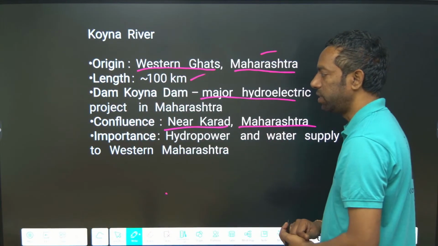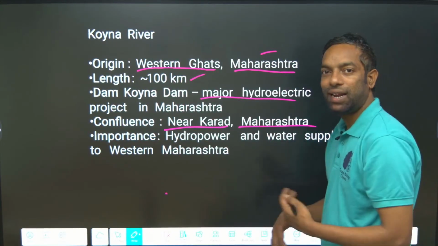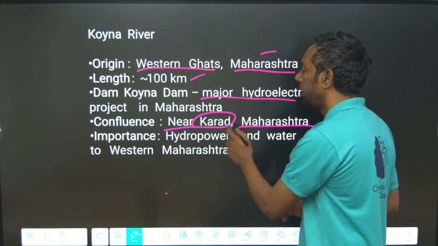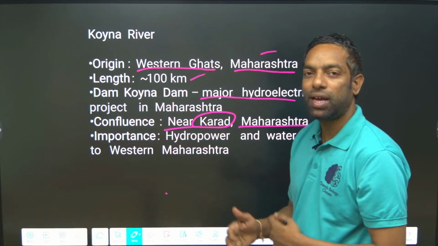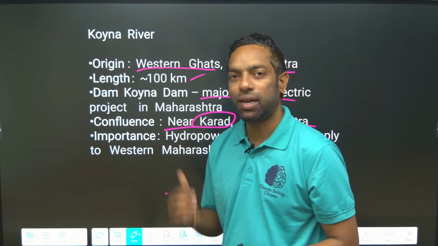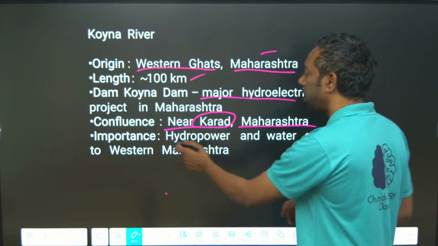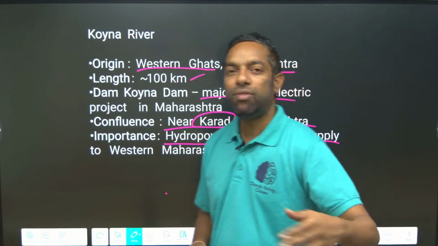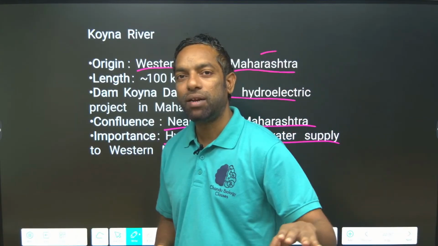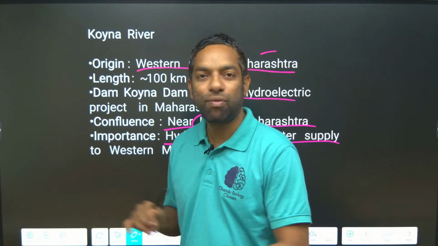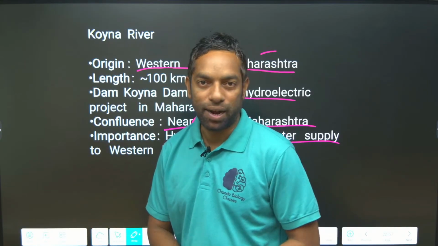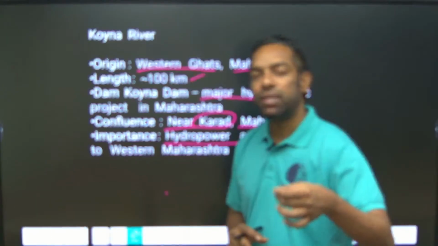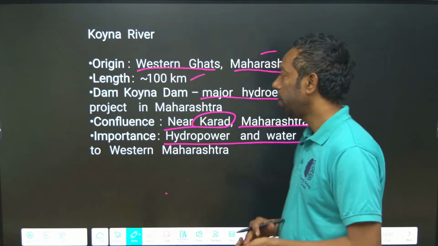Koyana River meets the Krishna River at Karad in Maharashtra. Important for hydropower and water supply. They might not ask you which of the following right bank or left bank tributaries is relevant to Koyana, because Koyana is not under Telangana. They can ask you that this is a right bank tributary of the Krishna, and it originates in Maharashtra, Western Ghats.